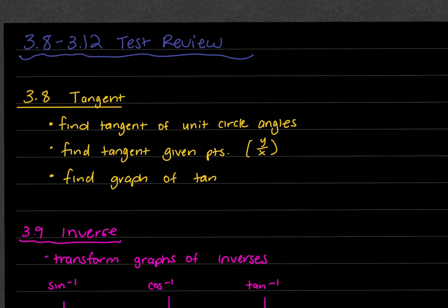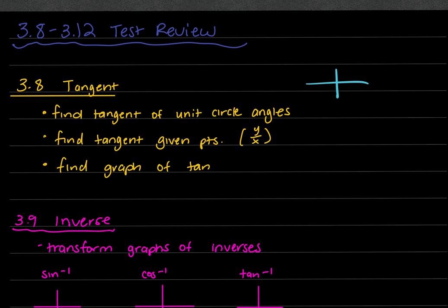And that was your tangent and your inverse. Those were both on the quiz. So in the tangent topic, you're going to have to find the tangent of the unit circle angles. This is where I would make sure I memorize, right? Like our tangents at our axes. On the right it's 0, on the left it's 0, on the top it's undefined, on the bottom it's undefined. I would make sure I memorize those so I don't have to do any y equals x.